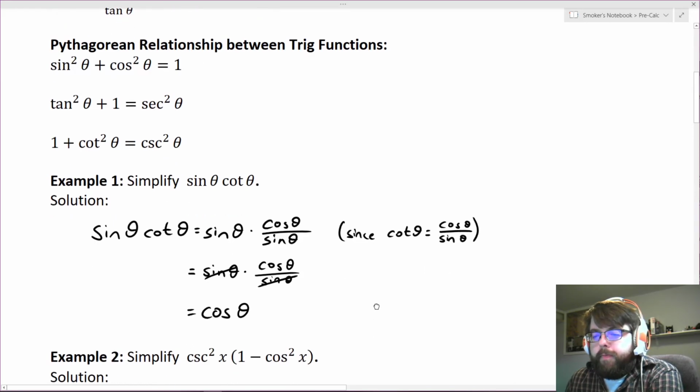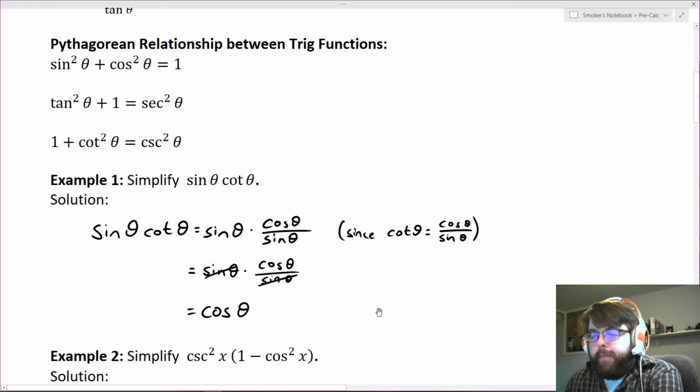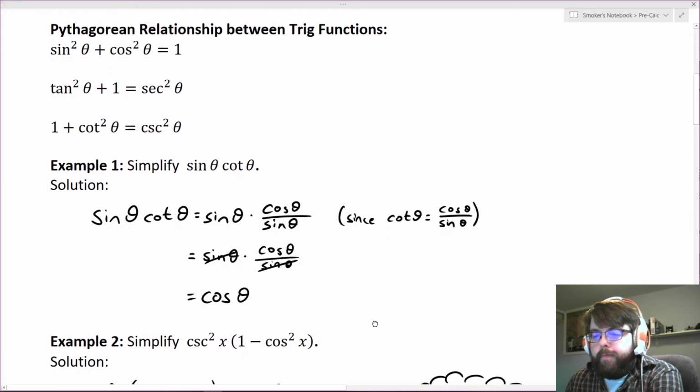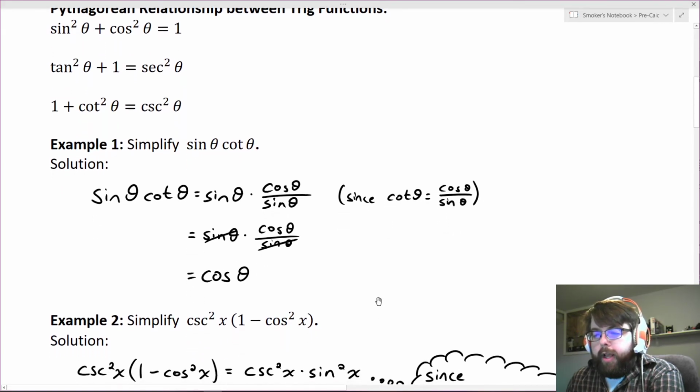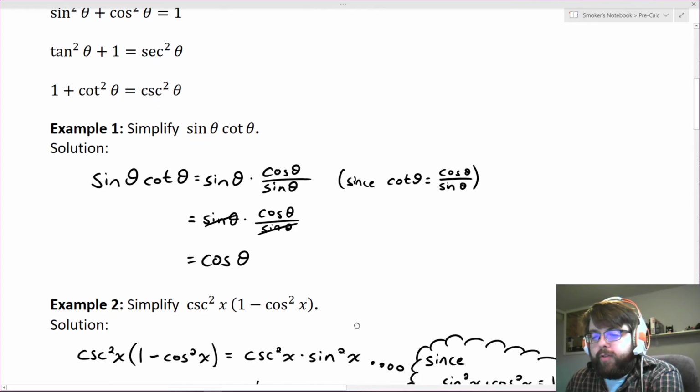How cool. Example 2. Cosecant squared of x times 1 minus cosine squared of x. All right, so cosecant squared of x times 1 minus cosine squared of x. Well, 1 minus cosine squared of x will go to sine squared.